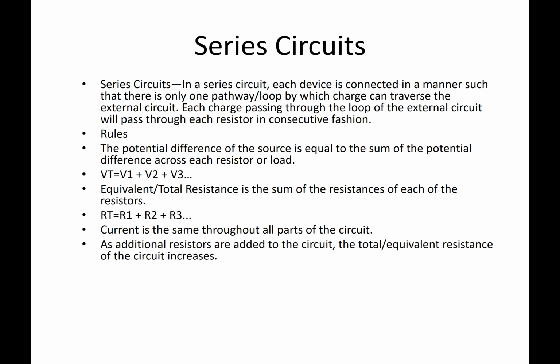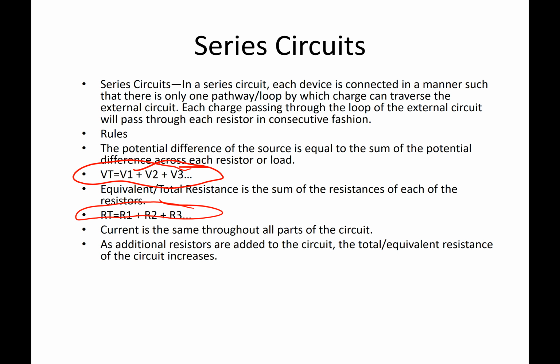There are some rules that you need to be familiar with for series circuits. The potential difference of the source, or the voltage drop across the battery, we might call it, is equal to the sum of the potential differences across each resistor or load. We might write that this way. The equivalent or total resistance is the sum of the resistances of each of the resistors. We simply add up the resistance of each resistor to get the total or equivalent resistance.